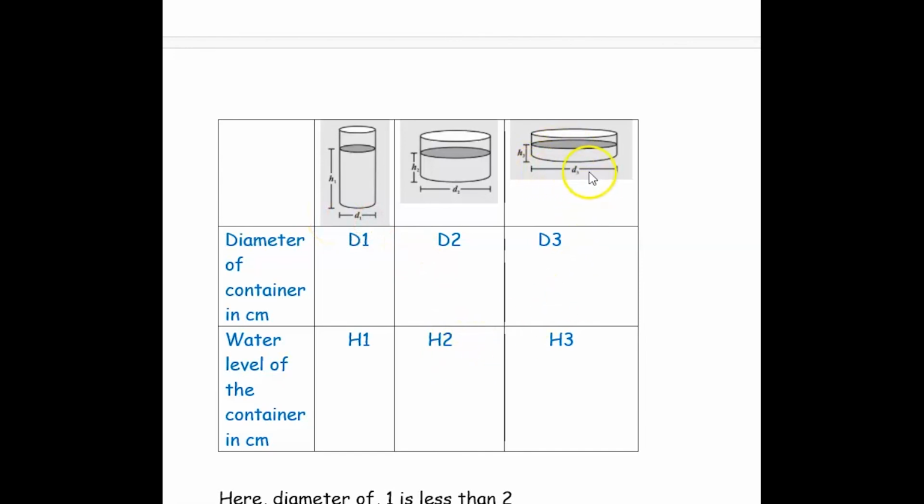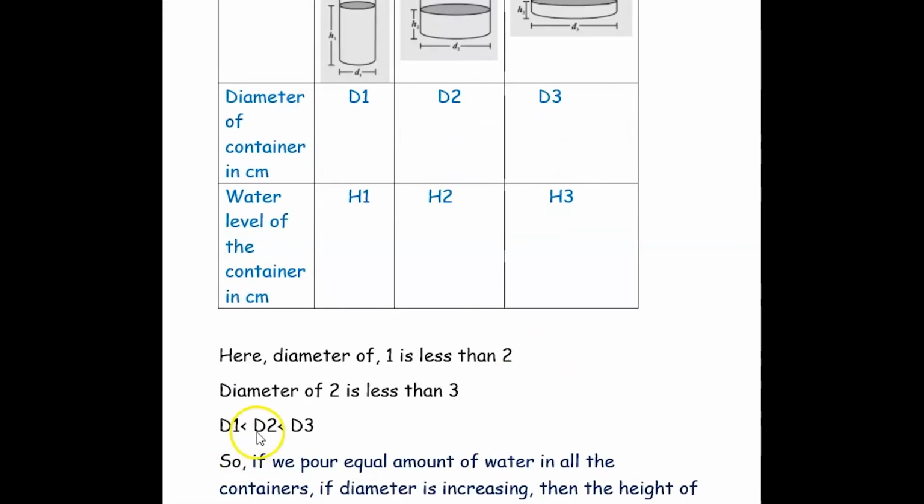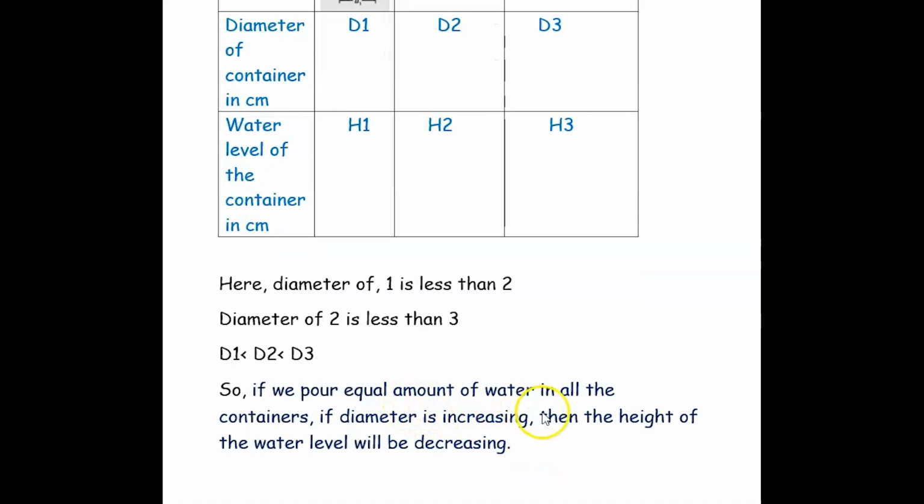Now we are pouring it in the third container. Here the diameter is very large. So if you are pouring the same 1 liter of water, the height of the water level will be very, very less. So let us take that as H3. So here the diameter of 1 is less than 2 and 2 is less than 3. So if you pour equal amount of water in all the containers, the diameter is increasing but the height of the water level is decreasing.